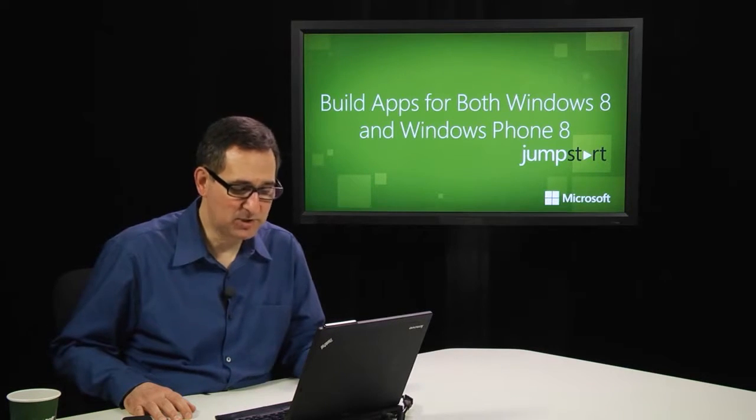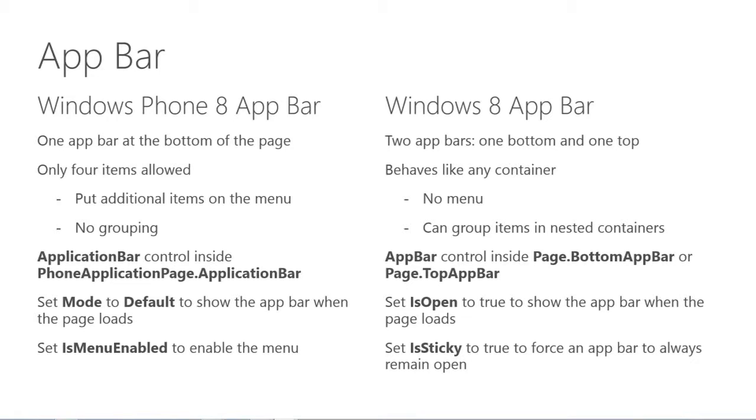The application bar control is what it's called in Windows Phone, within the phone application page.application bar namespace, and then the app bar control in Windows 8 inside the page.bottom app bar or page.top app bar. You can set mode to default to show the app bar when the page loads on the Windows Phone side. On the Windows 8 side, you set the is open property to true to show the app bar when the page loads, and set is menu enabled to enable the menu, and you can use is sticky to force the app bar in Windows 8 to show and to always remain open rather than forcing the end user to swipe up from the bottom or right click on the screen to bring up that app bar with the mouse.